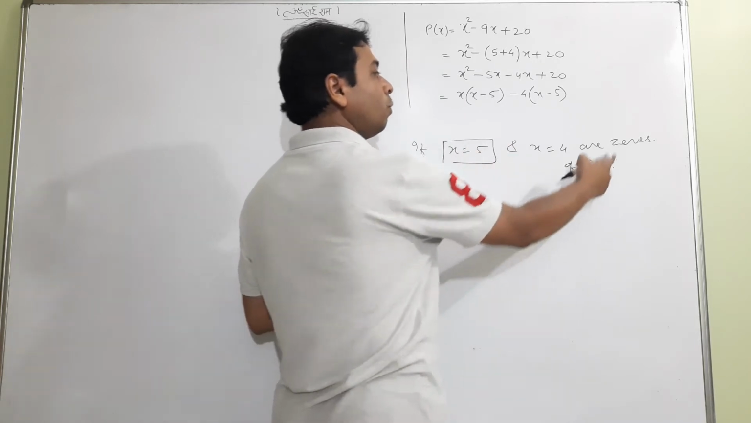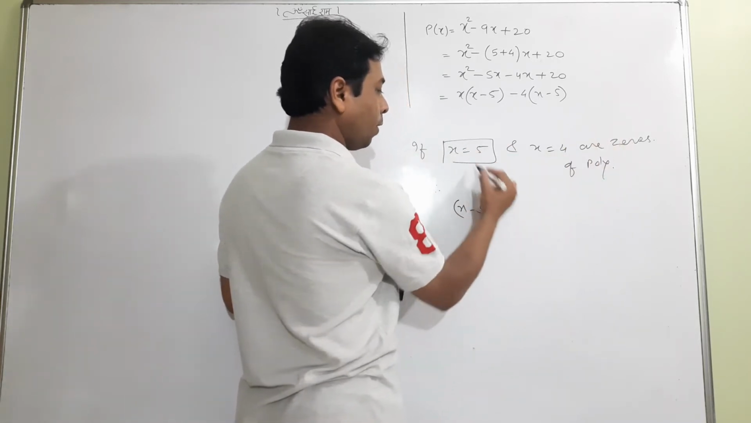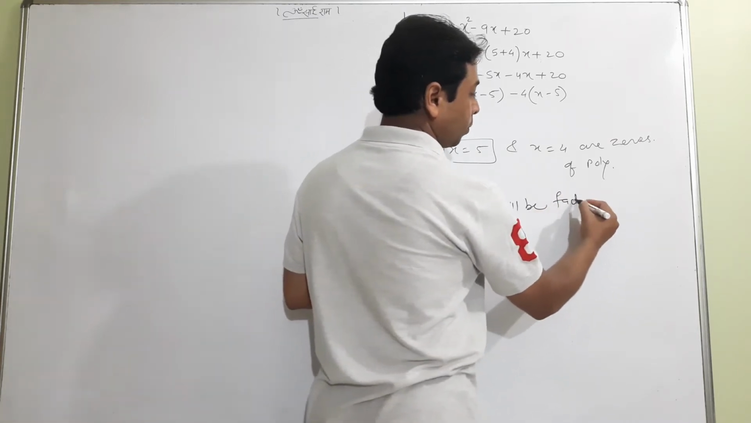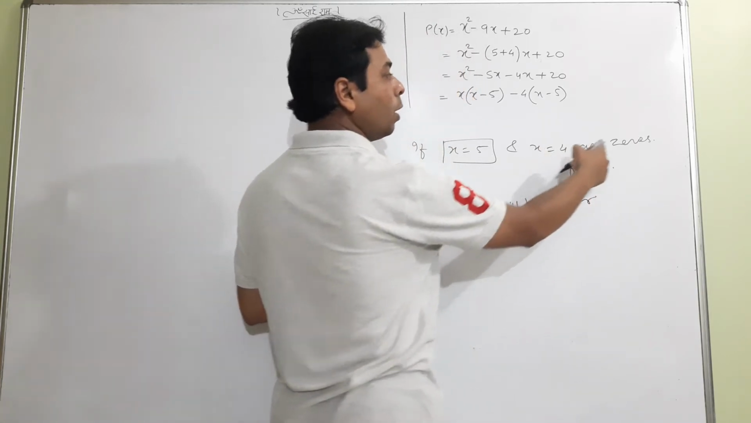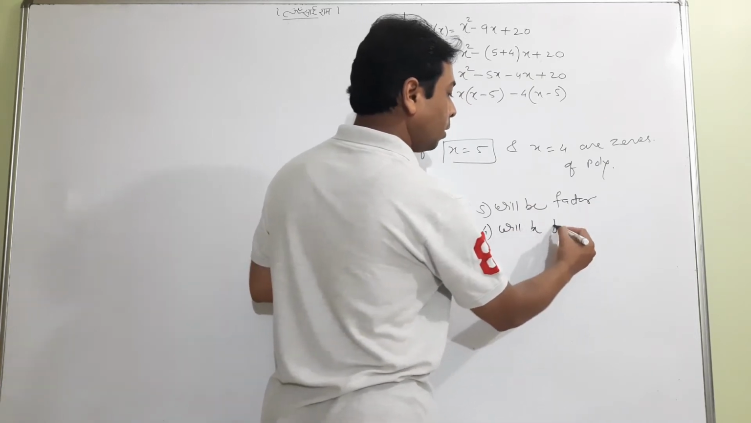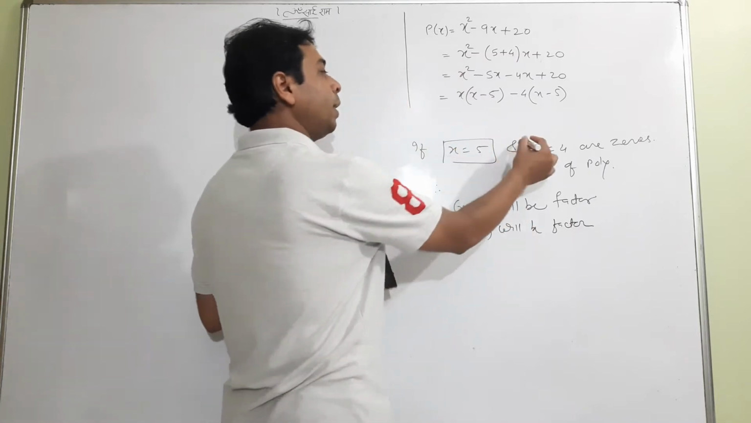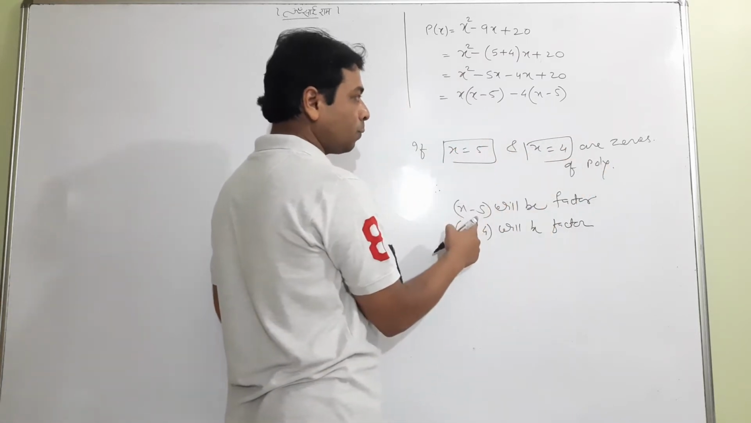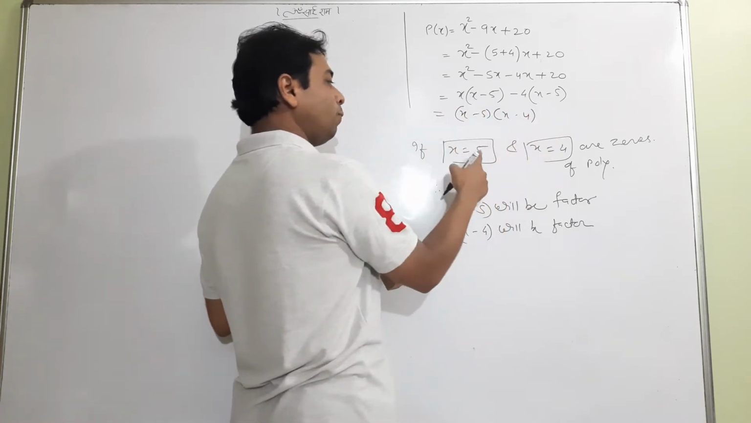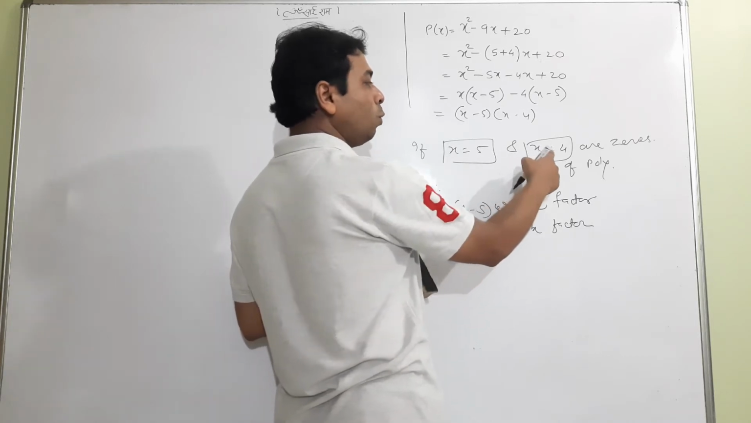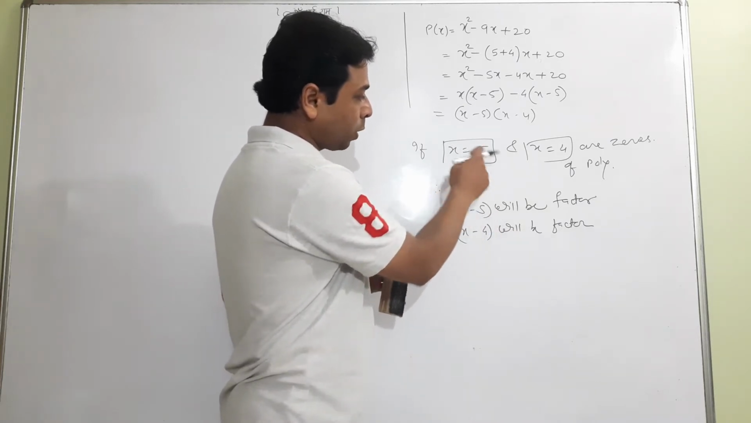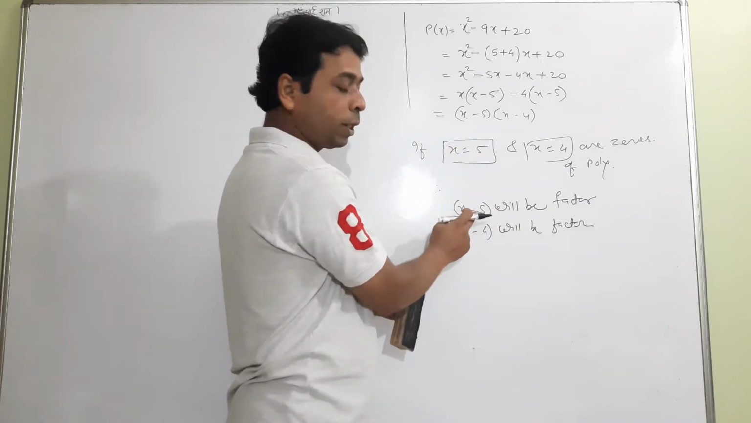When x equal to 5 is a zero of the polynomial, x minus 5 will be a factor. X equal to 4, again a zero of the polynomial, meaning x minus 4 will be a factor. Try to connect the words I am speaking. So this connectivity you should know: when you know the zero, you can find the factor.